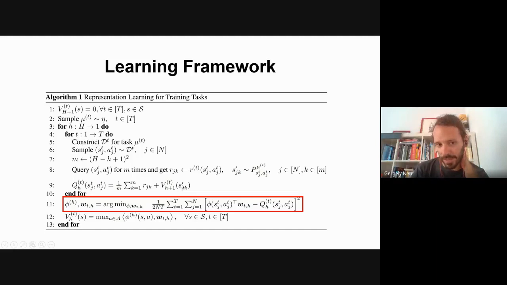I see. But let's say that it's a linear phi and it can be represented by a matrix, but it's still a huge matrix. So then how can you optimize this effectively?